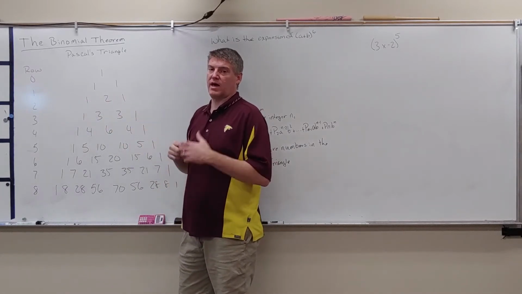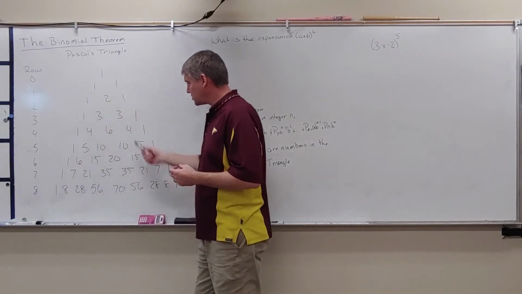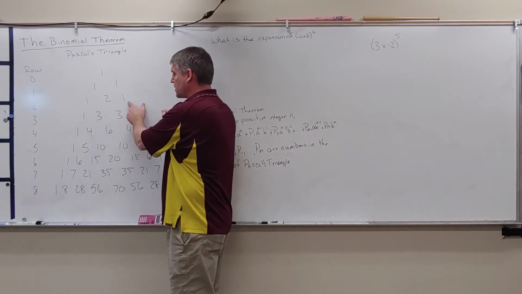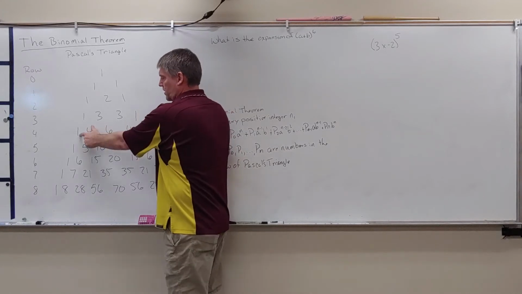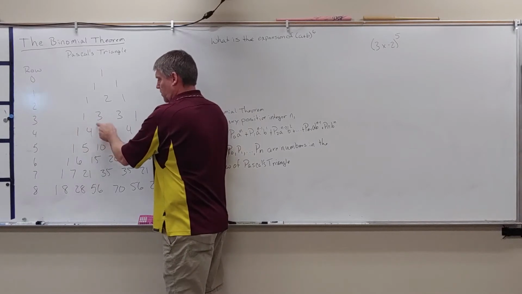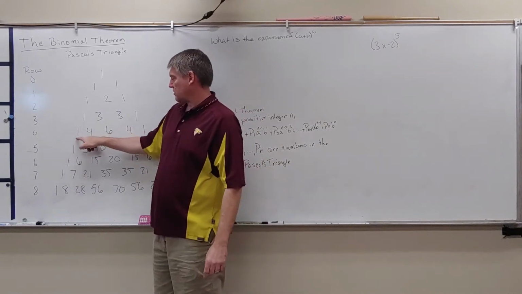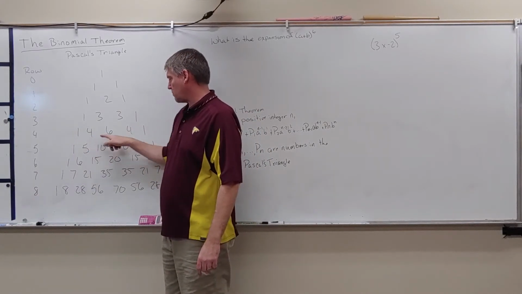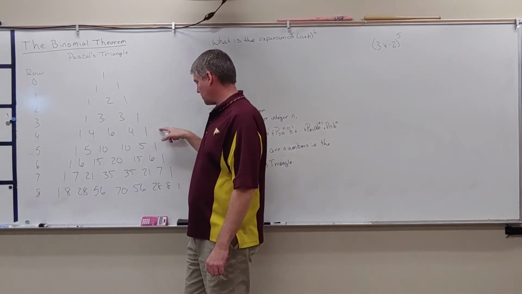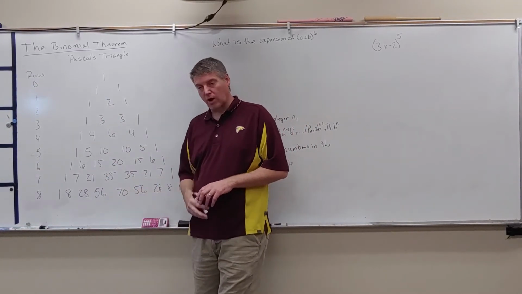The way we get the next row is we're always going to have a coefficient of 1 on each edge. And then we're going to add these together. So 1 plus 2 is 3, 2 plus 1 is 3, and then we rewrite the 1. So here we go: 0 plus 1 is 1, 1 plus 3 is 4, 3 plus 3 is 6, 3 plus 1 is 4, 1 plus 0 is 1. 0 plus 1 is 1, 1 plus 4 is 5, 4 plus 6 is 10, 6 plus 4 is 10, 4 plus 1 is 5, and 1 plus nothing is 1. And we worked all the way down to the 8th row.